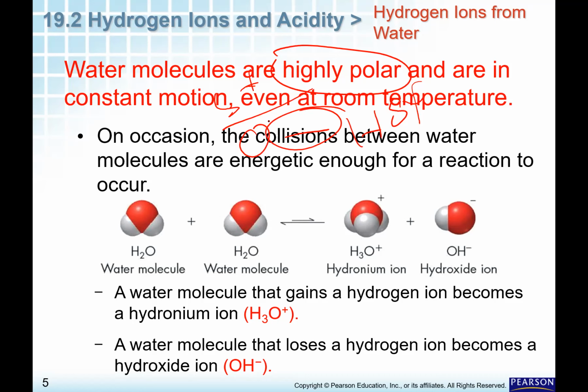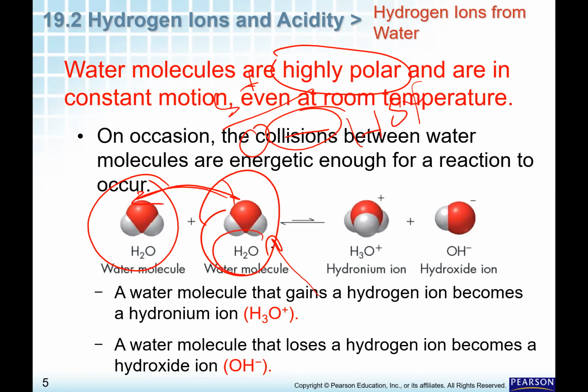The other fact is that they are in continuous motion and they collide with each other. So when we have pure water, one of the water molecules and another one collide with each other. They will interact in an ionization reaction, where one of them is going to act as an acid and the other is going to act as a base. The one acting as an acid, according to Bronsted-Lowry, is the one which will donate the H plus. So this one, let's say, will lose an H plus and donate it to that one.